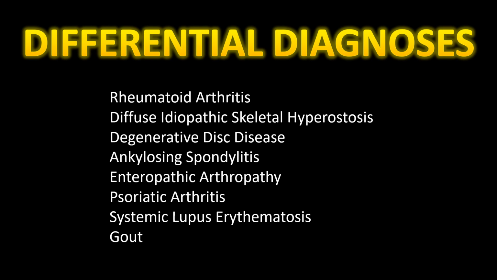So taking all of that information into consideration, here's a list of possible differential diagnoses for this patient. And these are not limited to rheumatoid arthritis, diffuse idiopathic skeletal hyperostosis or DISH, degenerative disc disease, ankylosing spondylitis, enteropathic arthropathy, psoriatic arthritis, systemic lupus erythematosus, and gout.